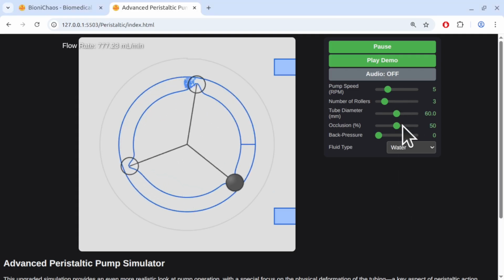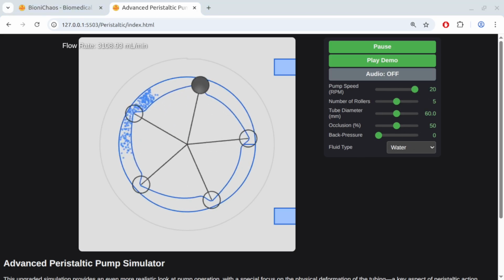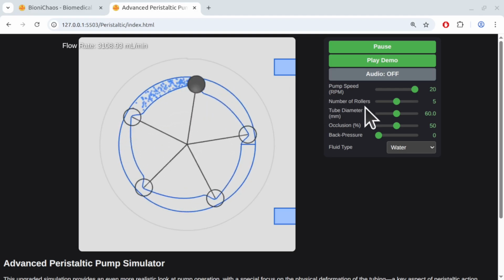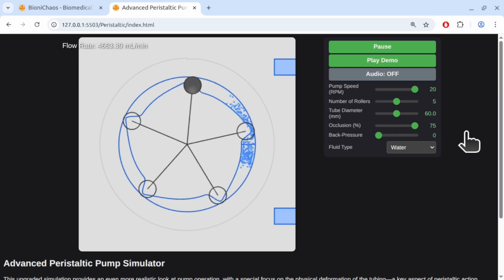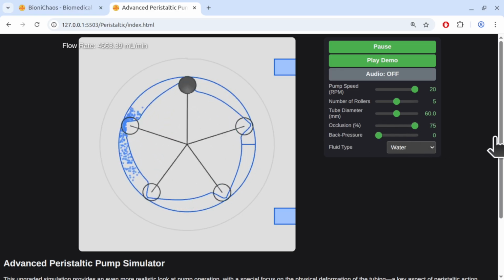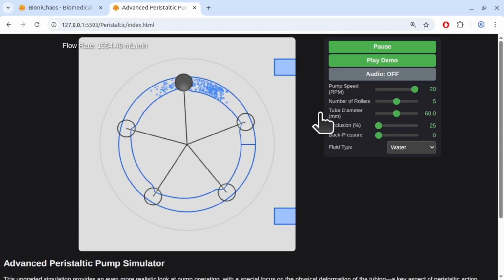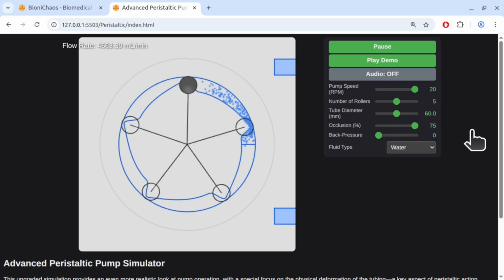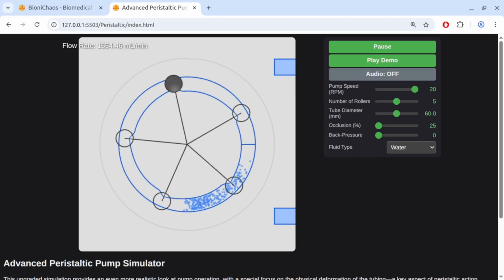What's the default occlusion? It's 50? Oh, that should be fine. The update particles function is responsible for updating the position and velocity of particles in the simulation. It uses the speed rad per sec parameter to calculate the driving force applied to each particle, which is influenced by factors like occlusion, back pressure, and whether the particle is under a roller. The function also ensures particles stay within the tube's dynamic radius. The update flow rate function calculates the flow rate based on tube diameter, pump speed, and efficiency factors like occlusion and back pressure. However, there seems to be no direct link between the calculated flow rate and the speed rad per sec parameter passed to update particles.